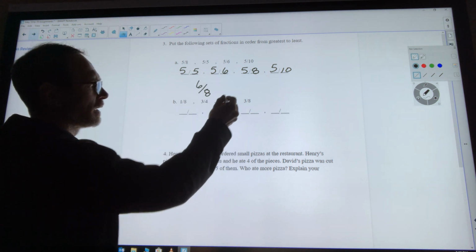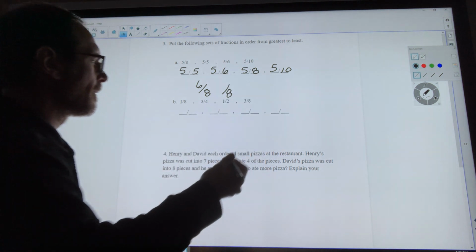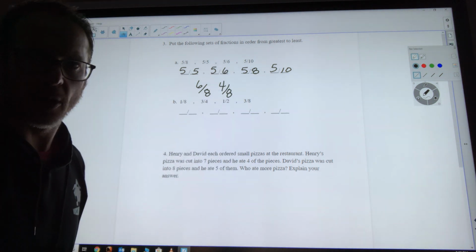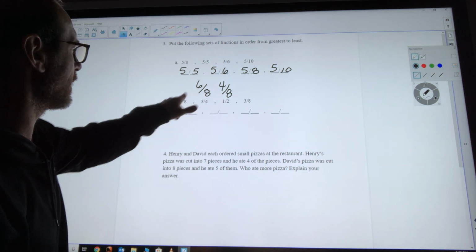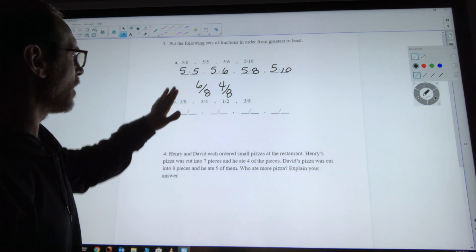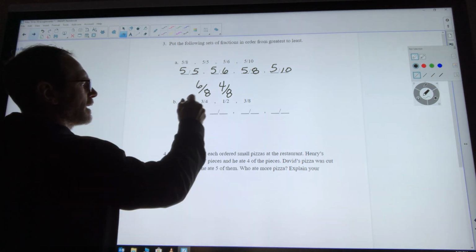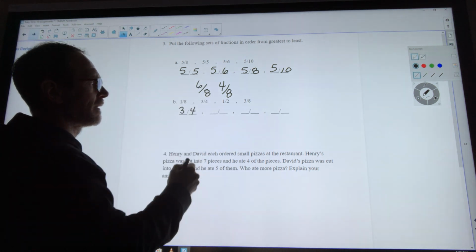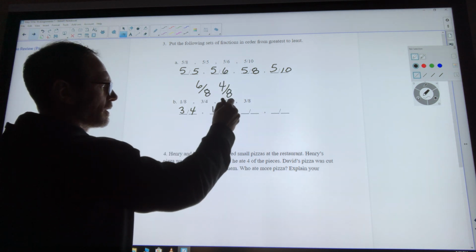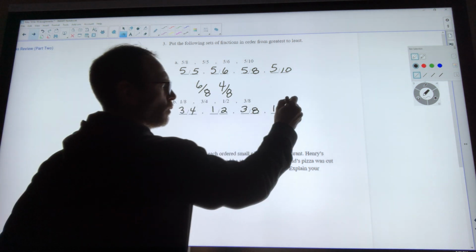And 1/2, well, in order to make the denominator 8, I would have to multiply the 2 by 4. So if 2 times 4 is 8, 1 times 4 is 4. So 4/8 and 1/2 are equivalent, but they're a lot easier to figure out now because they all have the same denominator. So now I'm looking for the greatest first, so 6/8 is the greatest, so that's equivalent to 3/4. And then 4/8 would be the next greatest, so that's equivalent to 1/2. 3/8 would be the next one, and the smallest would be 1/8.